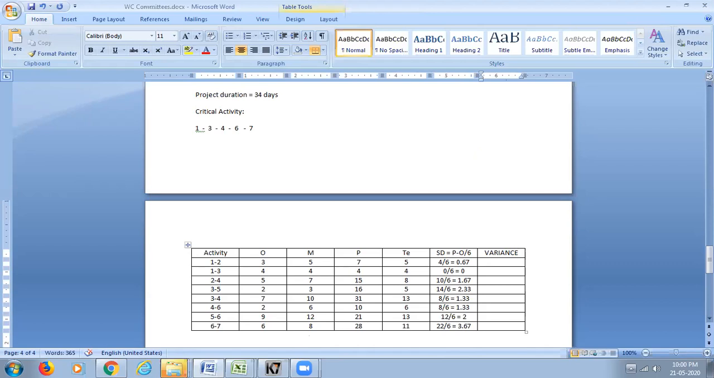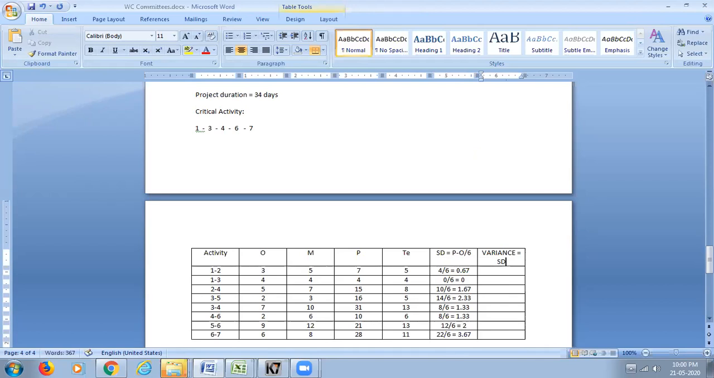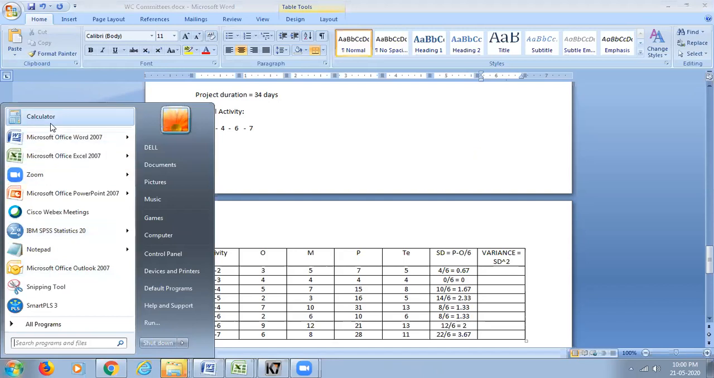Variance is equal to SD square, which is 0.67 square. So I put here a calculator for quick calculations.